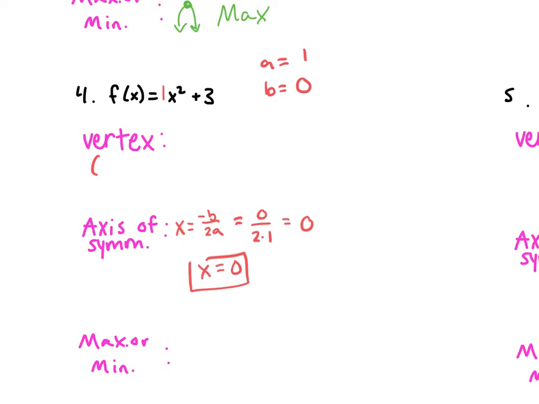So what's our first number in our vertex? 0. How do we find the second number? Plug it in. So 0 squared plus 3. 3. Awesome. So our vertex is 0, comma 3.